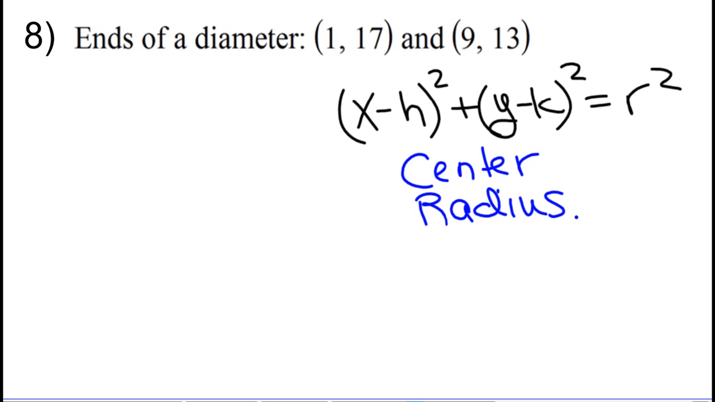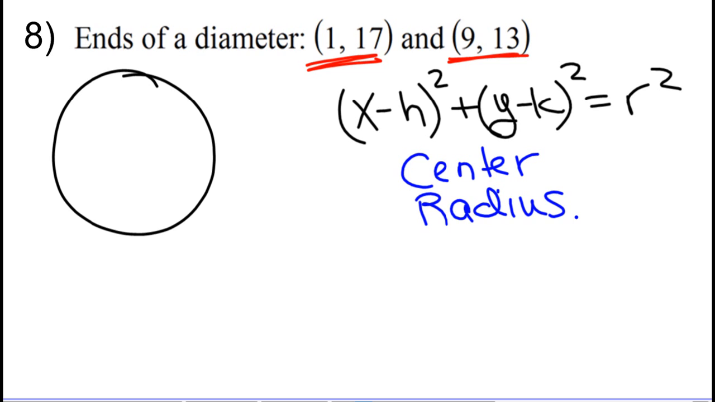What we have are the endpoints of a diameter. We've got (1, 17) and (9, 13). And again, you don't have to do this, but it does help to draw a little picture. It can be completely abstract. You don't have to worry about where you're graphing things and whether you're in the correct spot as far as coordinate plane issues. You really are just looking at this so you see what you have.